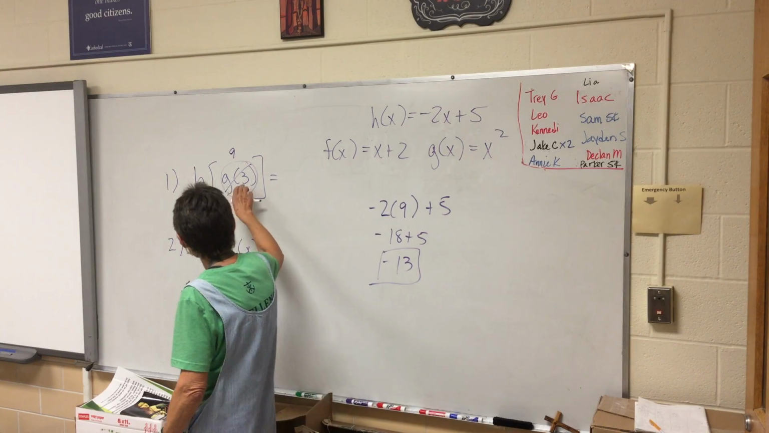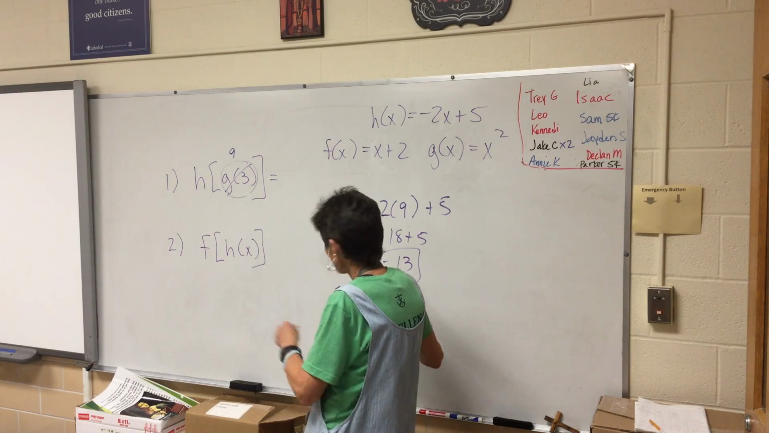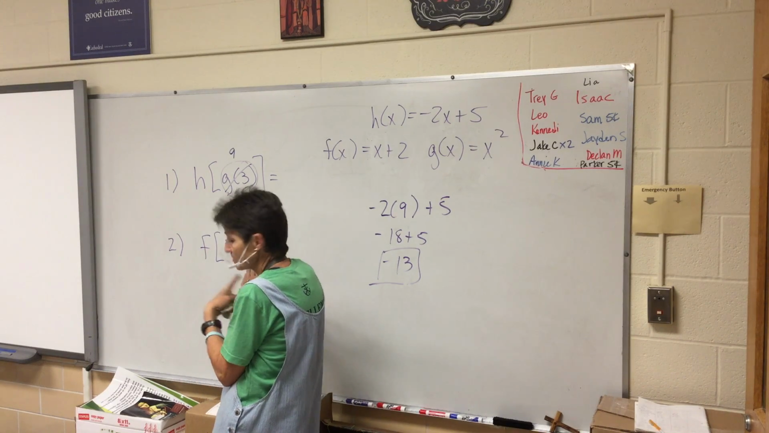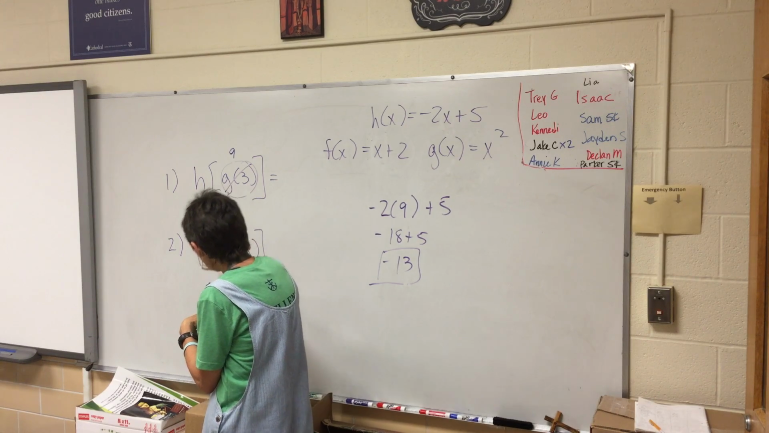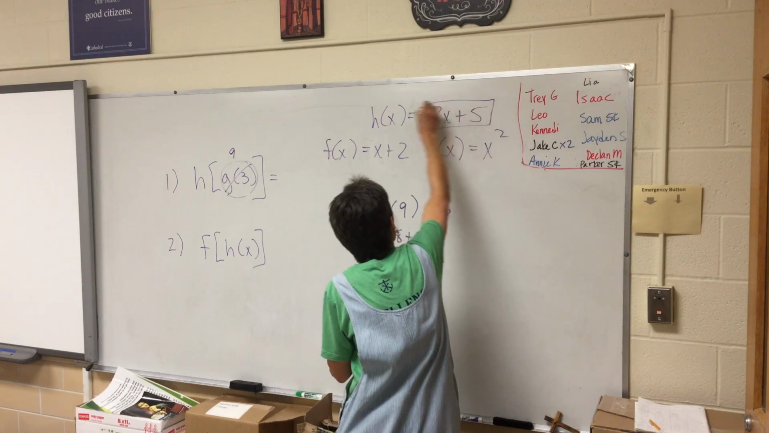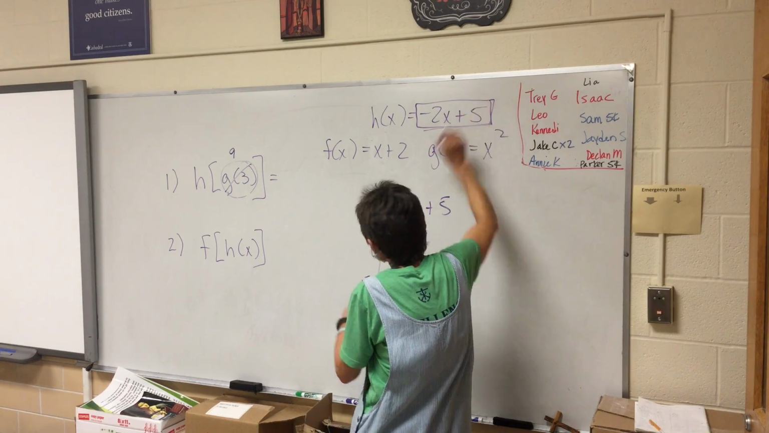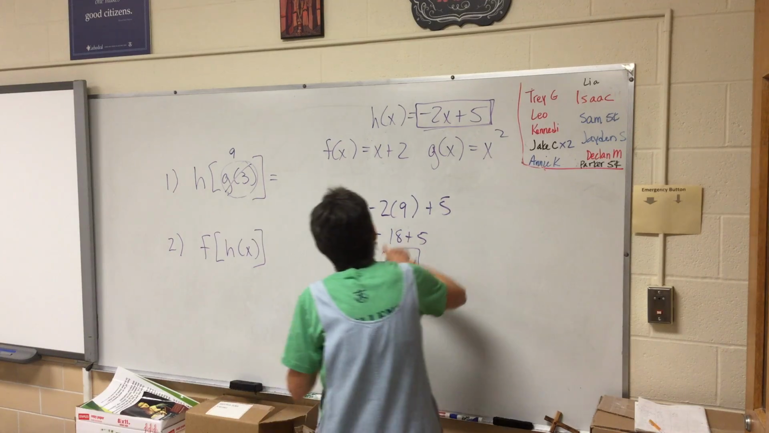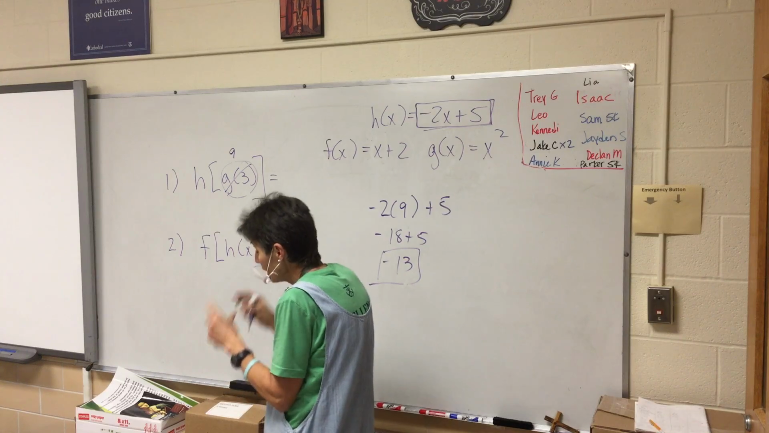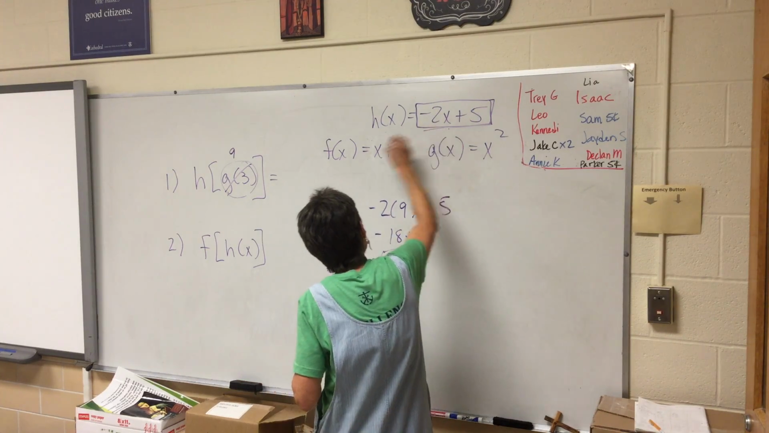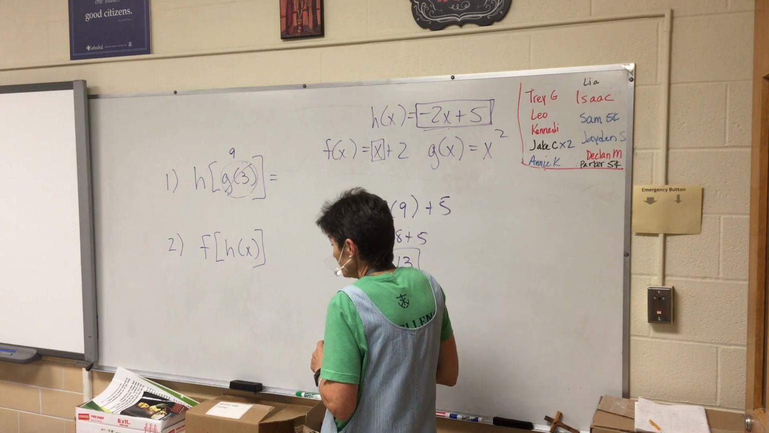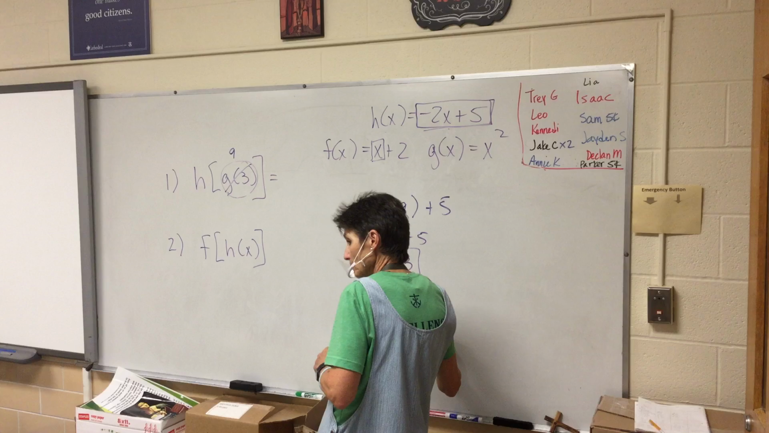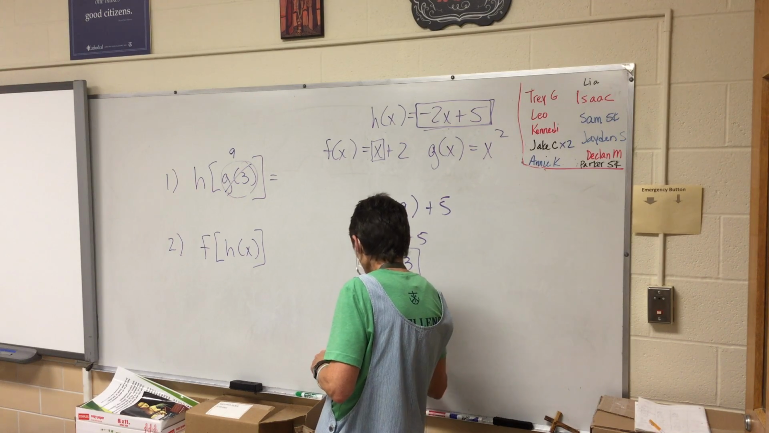When you have a number that you're putting in, the answer will be a number. There should never be any x's when you start with a number. Now, this one will have x's because I'm starting with an x. So this says take h of x. h of x is this right here. Take that and plug it into f. Remember, we plug in to the x spot. So I'm going to have negative 2x plus 5 plus 2. So that's negative 2x plus 7.